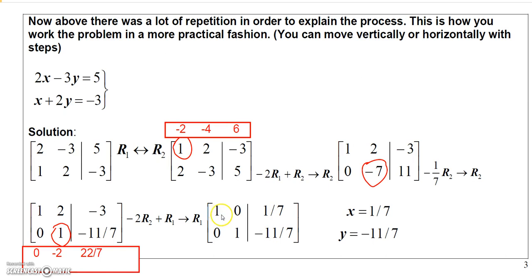So now I have my augmented matrix in reduced row echelon form. And so now I can just read the answer. X is 1/7 and Y is negative 11/7. So this time the answers didn't come out to be nice round integer values. They turned out to be fractional values.